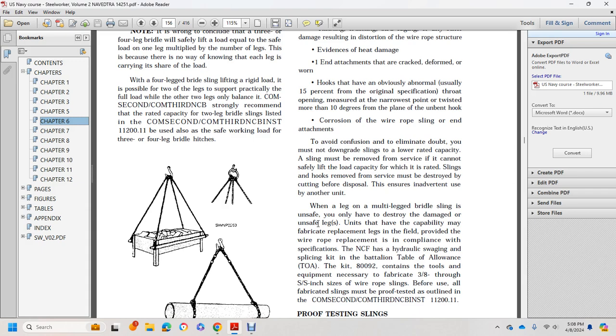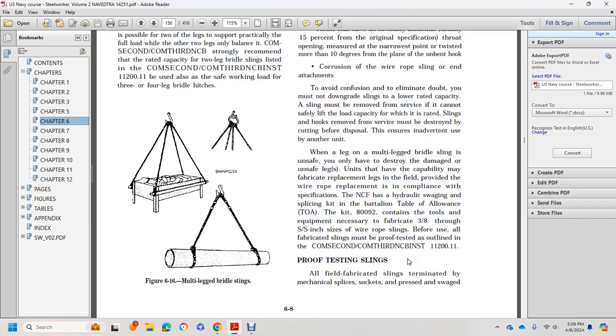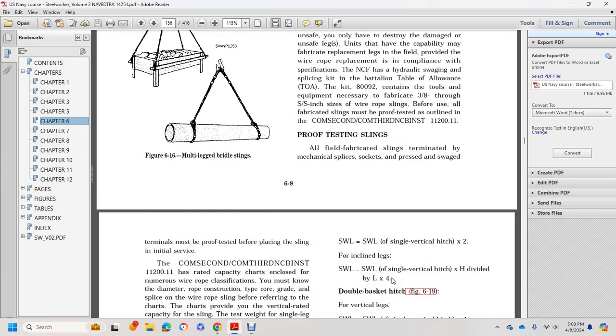You have the capability to fabricate a replacement leg in the field, using wire rope in compliance with specification. Navy construction forces have the hydraulic swaging, splice kitting, and the battalion table of allowance kit 892, which contains the tools and equipment necessary to fabricate 3/8 through 5/8 inch size wire rope slings. Before use, all fabricated slings must be proof tested as outlined in COMPUSEC 2nd and 3rd NCB Instruction 11211. Proof testing slings: all field fabricated slings terminated with mechanical splices and splices pressed and swaged.